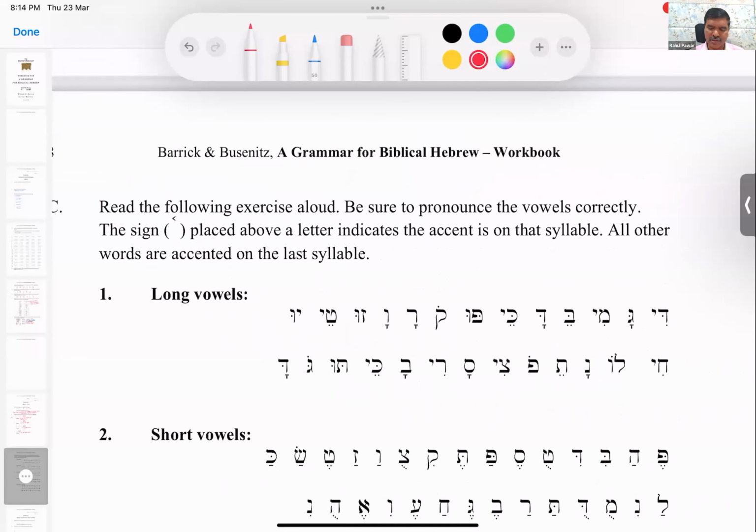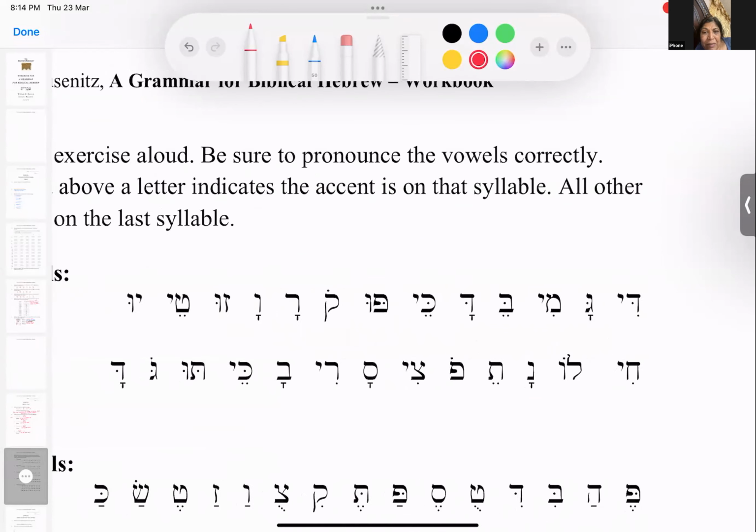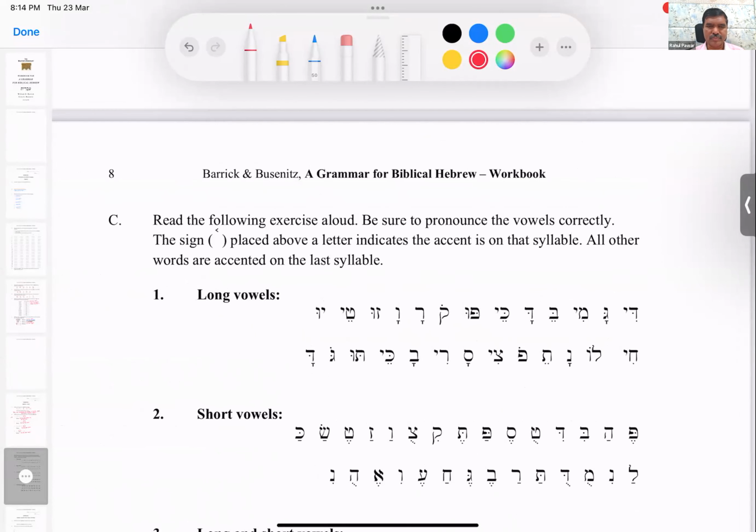Then I hope this exercise you have done. I will submit all of them by Saturday because I missed your classes. Okay. So I'm behind.